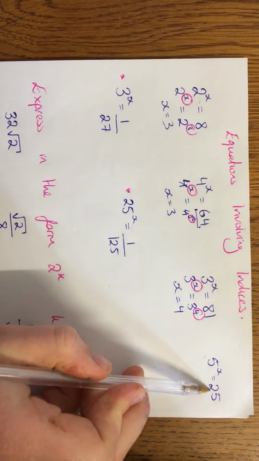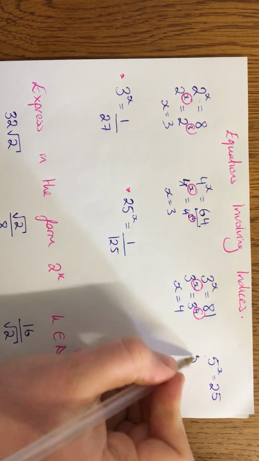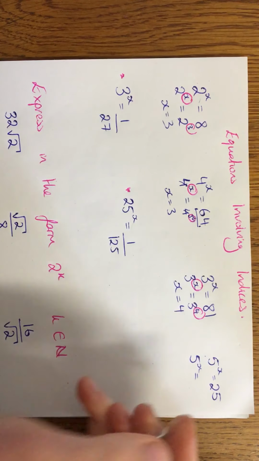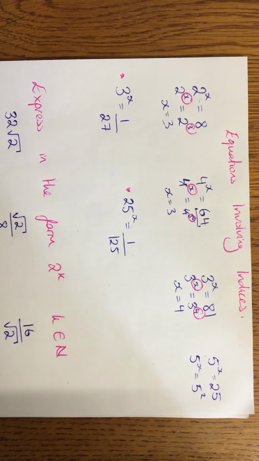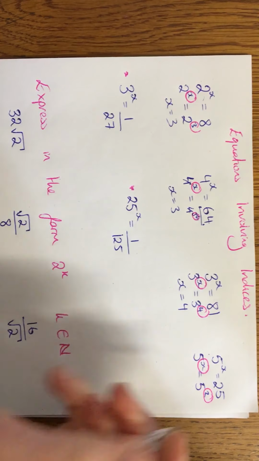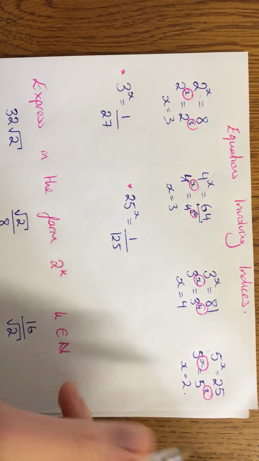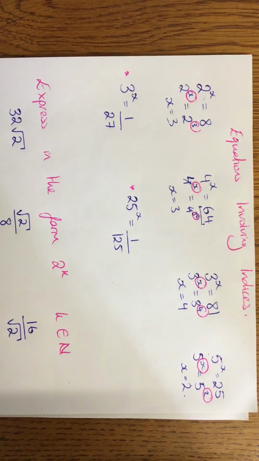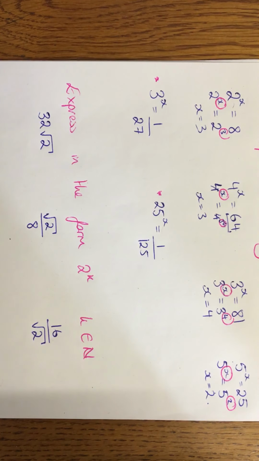5 to the power of x is equal to 25. Well, we should know that one. 5 to the power of x is the same as 5 to the power of 2, so 25 is 5 squared. x is equal to 2. Okay, but you must go through all the steps, no shortcuts. Okay, let's go down here now.